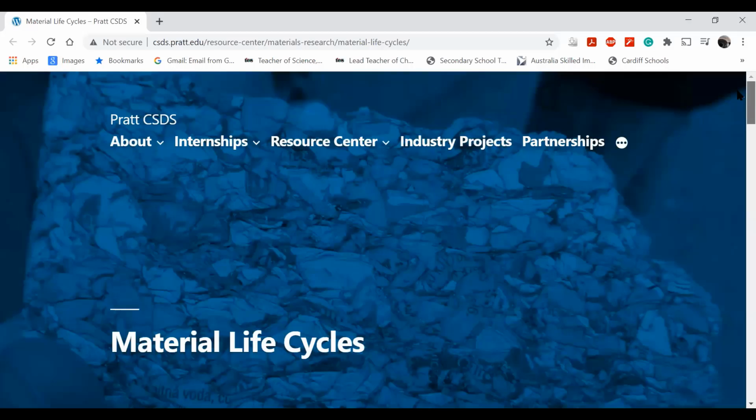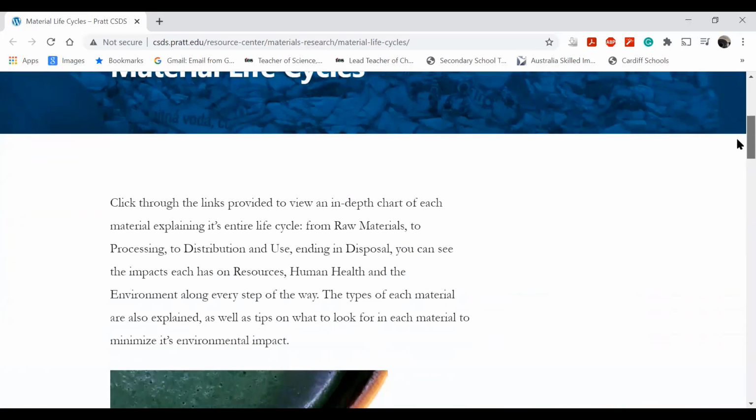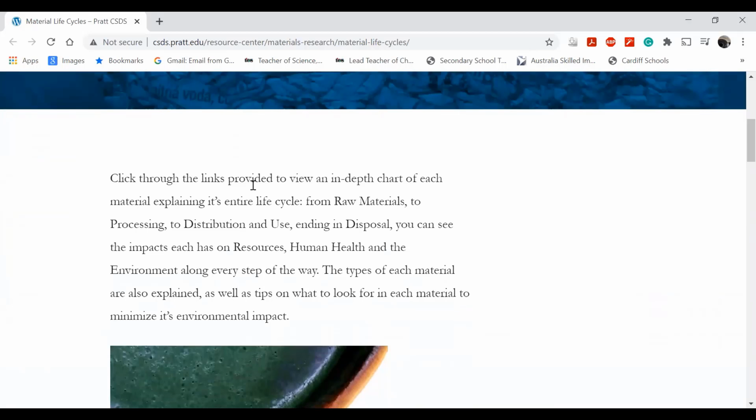Okay, so this is how it looks. It's by the Pratt Institute, where I studied biomimetic design and material life cycles. So you can click through the links provided to view an in-depth chart for each material explaining the entire life cycle from raw materials to processing to distribution and use, ending in disposal. And you can see the impacts on resources, human health, and the environment along every step of the way.